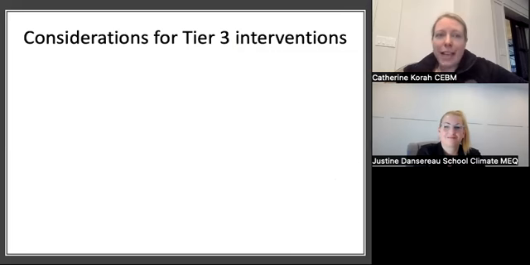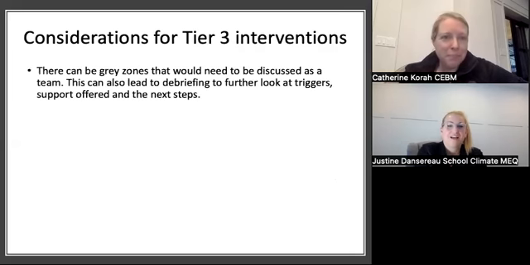So now we're going to look at the considerations for tier 3 interventions. Justine? Yeah, so basically there could be a lot of gray zones. Catherine and I had numerous discussions about this topic, and we came up with a couple of elements that we thought would be pertinent for all of the school boards across Quebec. So we're looking at the different gray zones that would need to be discussed as a team. There are different situations that are not one size fits all, is what we're trying to explain in this point. This can also lead to a debriefing to further look at triggers, support offered, and the next steps.